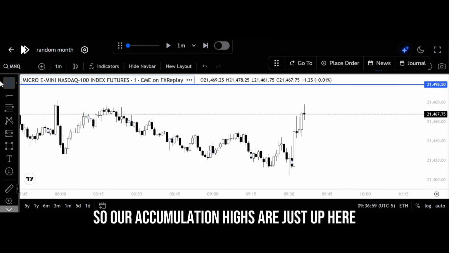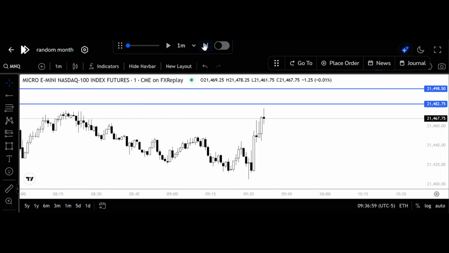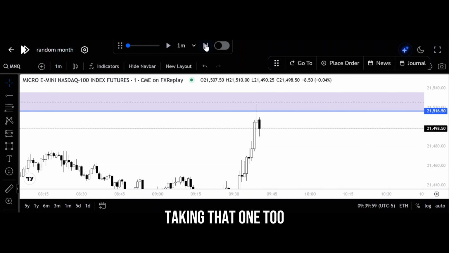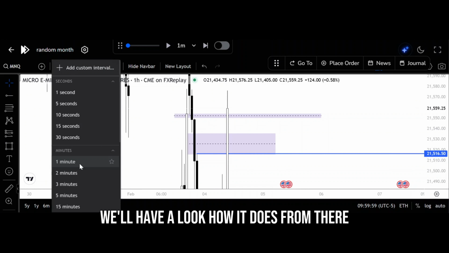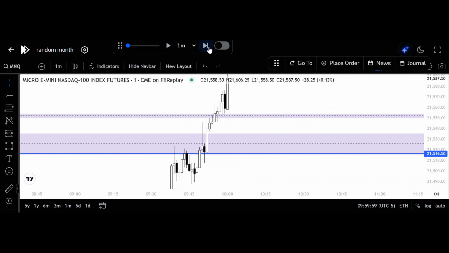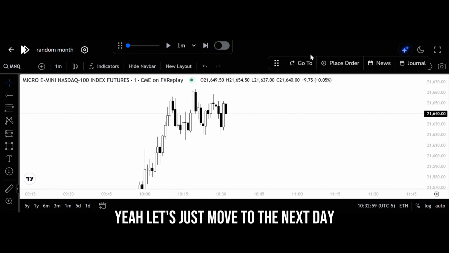Okay. So, accumulation highs are just up here. Taking that one too. Looks like we're just going up. We're in this small hourly as well, so we'll have a look how it does from there. And we might not get an entry today. It's just going up and up and up. Yeah, let's just move to the next day.